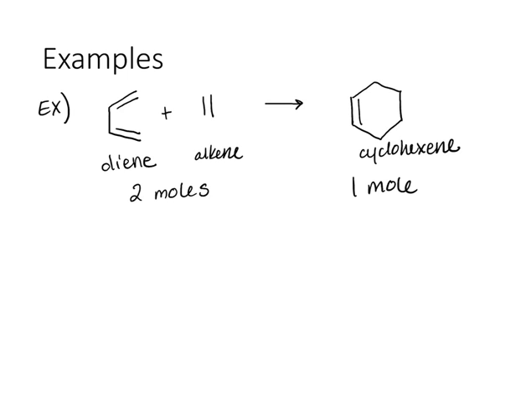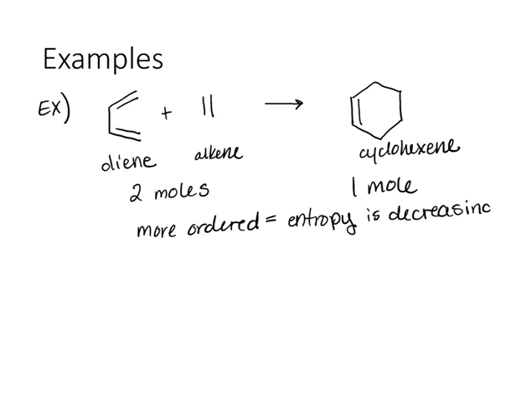Or another way to ask that is the entropy increasing or decreasing? So is this reaction becoming more ordered or disordered? This is becoming more ordered, which means that entropy is decreasing. So the disorder is decreasing. So in this situation, delta S of the system is negative.